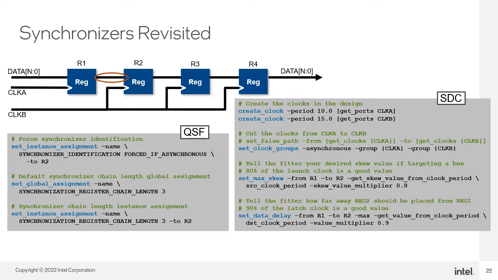Another constraint to use is set_data_delay. Since the tools can make the paths between the registers in the first clock domain to the registers in the second clock domain as long or as short as needed, consider placing the set_data_delay constraint on those paths as an upper bound to make synchronization of the data in the system a known quantity. A good upper bound for the set_data_delay is 90% of the latch clock. When using the destination clock period option in the set_data_delay command, you also need to include the value multiplier option as well.